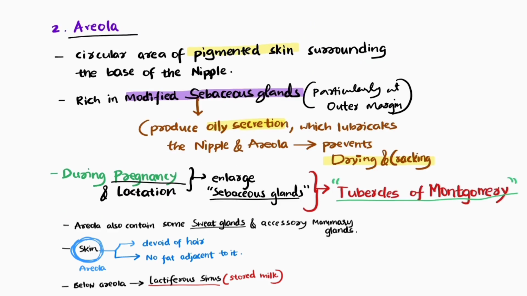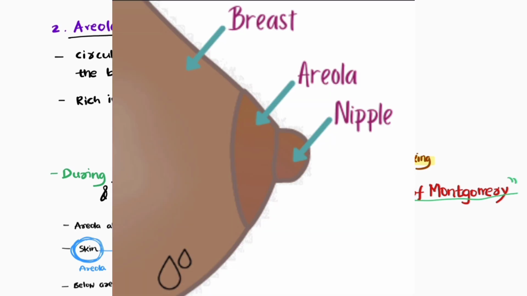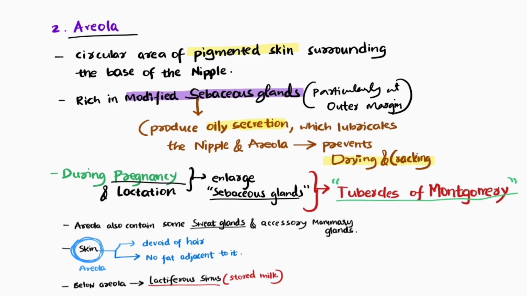Here comes the next part of the skin, that is the areola. The areola is a circular area of pigmented skin surrounding the base of the nipple. You can see in this picture the nipple and areola. The areola is rich in modified sebaceous glands, particularly at the outer margins. These glands produce oily secretions which lubricate the nipple and areola, preventing the nipple from drying and cracking.